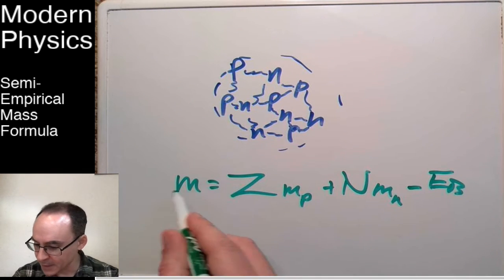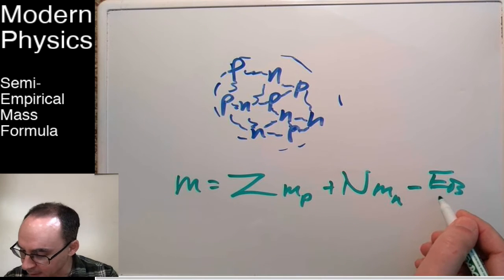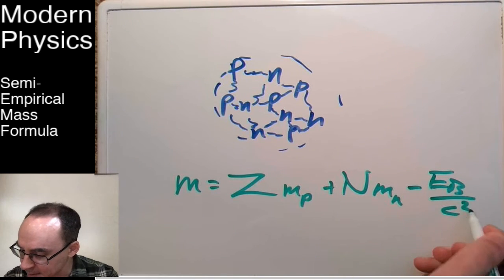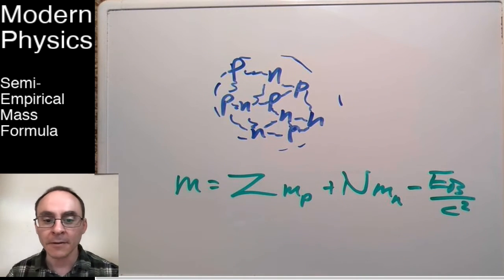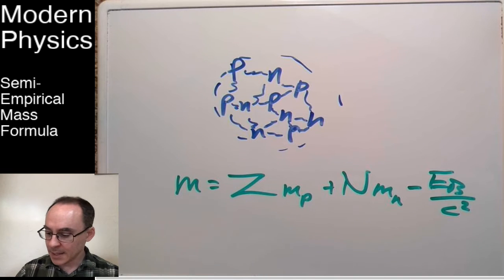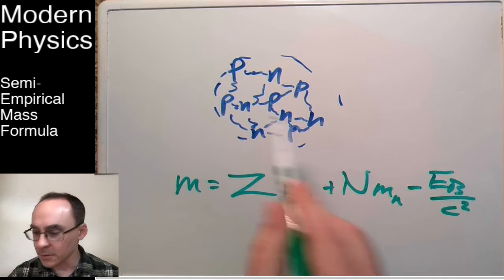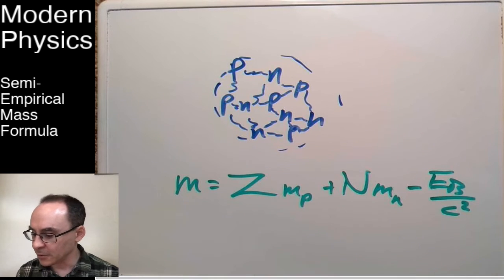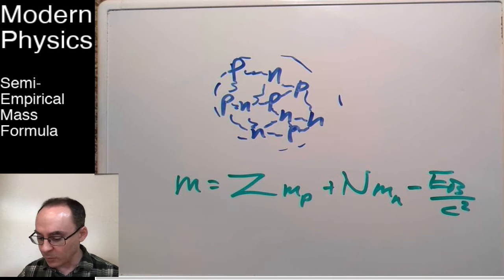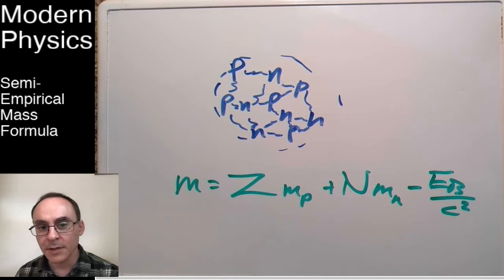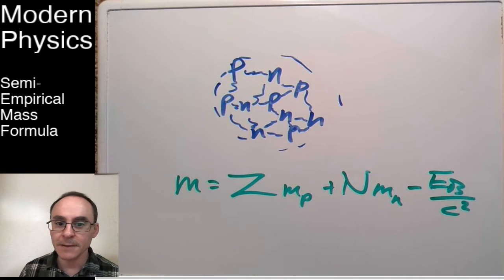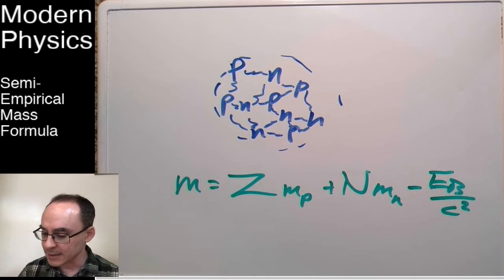And here, to get everything in mass units, I'm going to divide by c squared, since this is the energy. So we're basically going to come up with a formula based on this liquid drop model for what this binding energy should look like. That formula will have a few unknown parameters in it, and then what people do is they fit that to the data of all the nuclear masses.